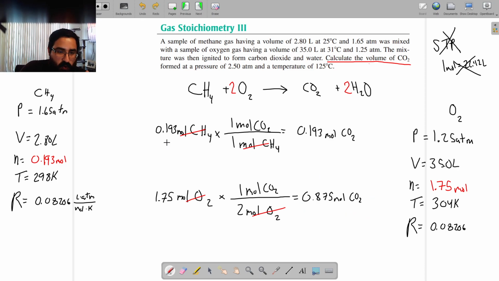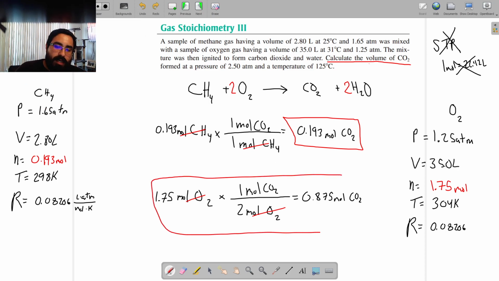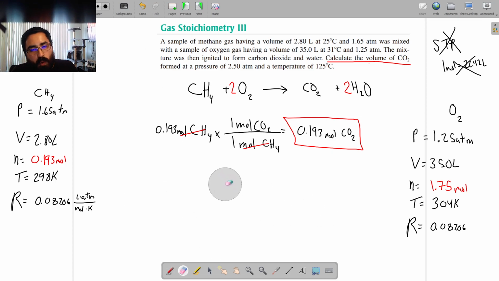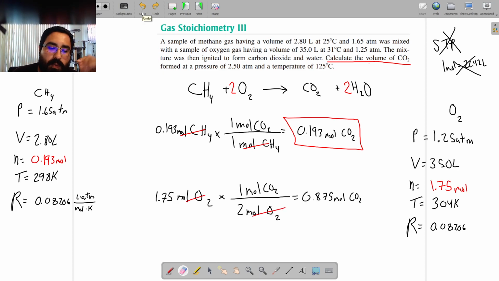But CH4 with 0.193 moles, the most CO2 you can make is 0.193. So this ends up becoming the limiting reactant. So CH4 runs out first. So this stuff at the bottom, garbage. We don't need that. Let's erase it. What we use is that 0.193 moles of CO2, because the stuff at the bottom was a little too much. That's the most we can make with that O2. But we run out of CH4.